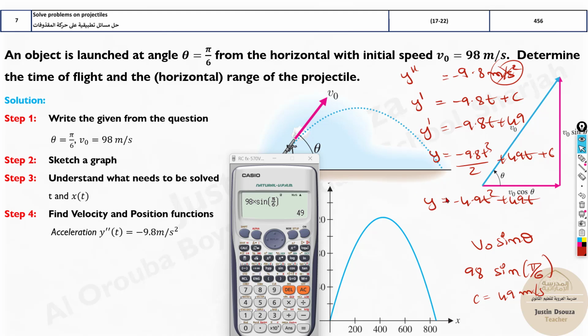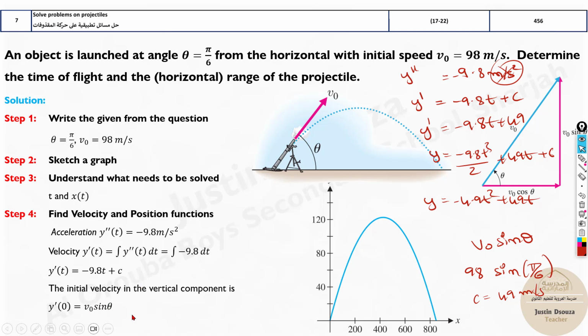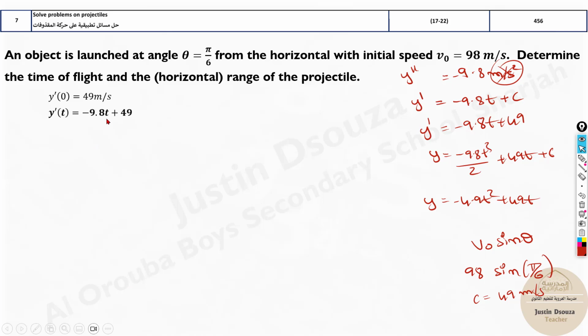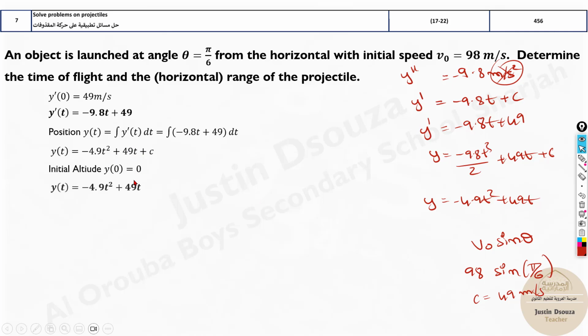This is all with respect to time, y of t. The initial velocity is given over here, and you need to solve it and substitute it back. That's what we got, y dash. Then integrating again for position, you get this equation, negative 4.9 t squared plus 49 t. Now the altitude is 0. That's the final equation, so that's the position we have got. Now what we can do is find the time of flight.